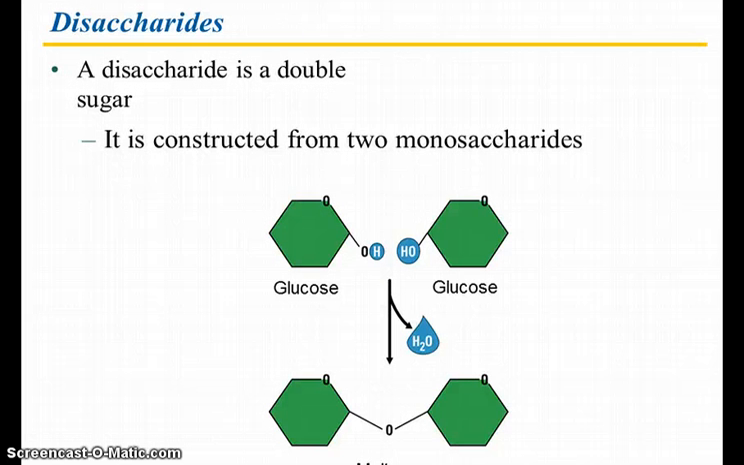So we looked at monosaccharides, 1 sugar. Now we're going to look at disaccharides. Di means 2. So there you've got 2 monomers put together. So a glucose plus a glucose equals maltose. Another example would be lactose, sugar in milk.